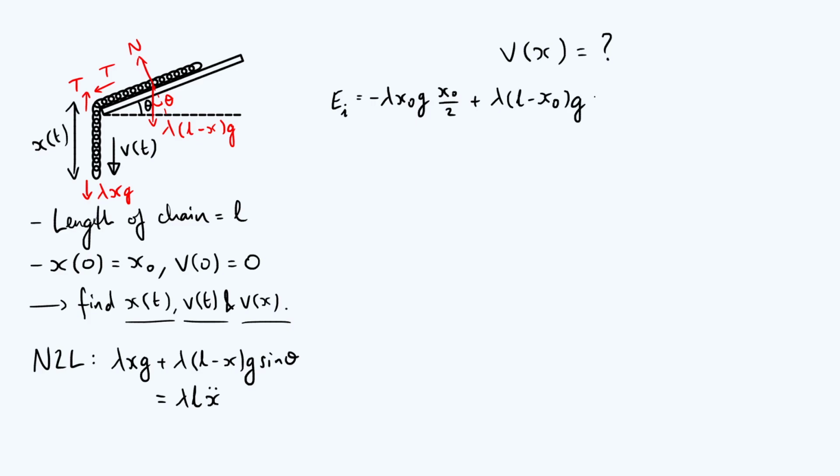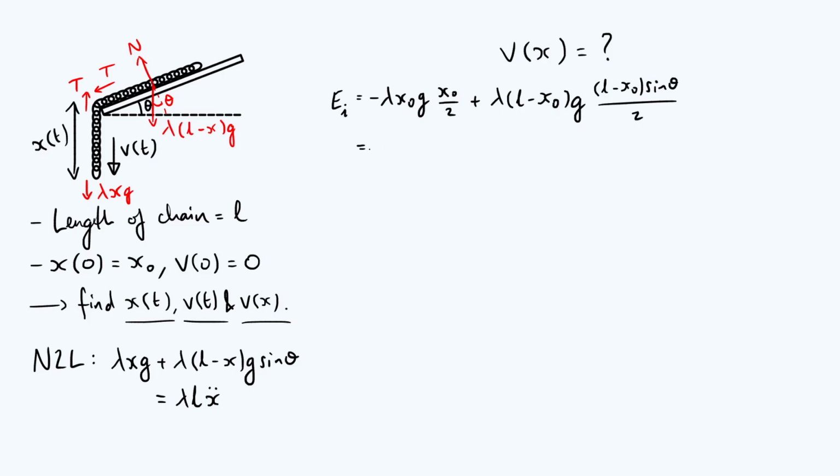Then we put our g. You do have to project the distance of the center of mass above the reference point onto the vertical axis, but that's fairly straightforward. We just multiply by sine theta, right? So you get (L minus x naught) sine theta, and again we divide by 2 because the center of mass is halfway up that part of the chain.